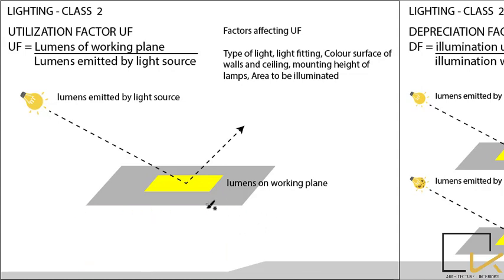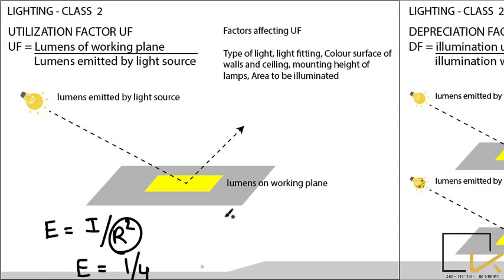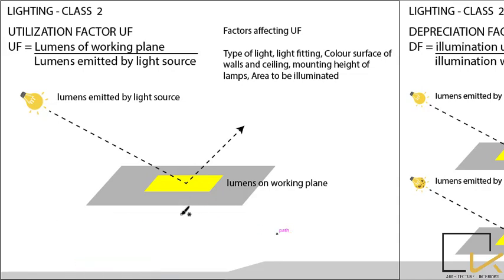Then we saw two formulas, inverse square law and Lambert's cosine law. Inverse square law is nothing but E is equal to I by r square, which is related to the distance. So when the distance doubles, the original intensity becomes 1 by 4th. And the second formula we saw is E is equal to I by r square cos theta. This is Lambert's cosine law. So these were the terms which we saw in the first class.